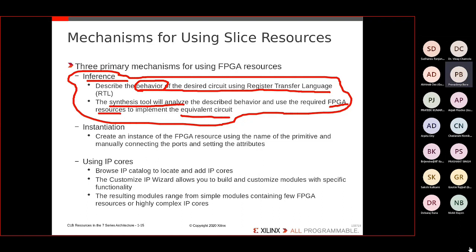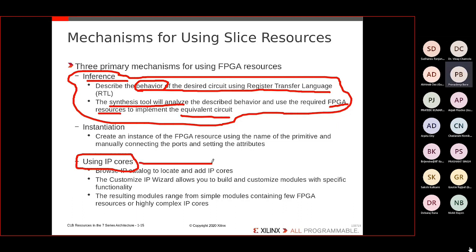But let's say I want to implement a memory with many features. Or let's say I want to implement a FIFO memory, first in, first out memory, or I want to implement a huge DSP algorithm. So that I don't know exactly what should be the proper behavior. So that's why Xilinx has provided us with IP cores.